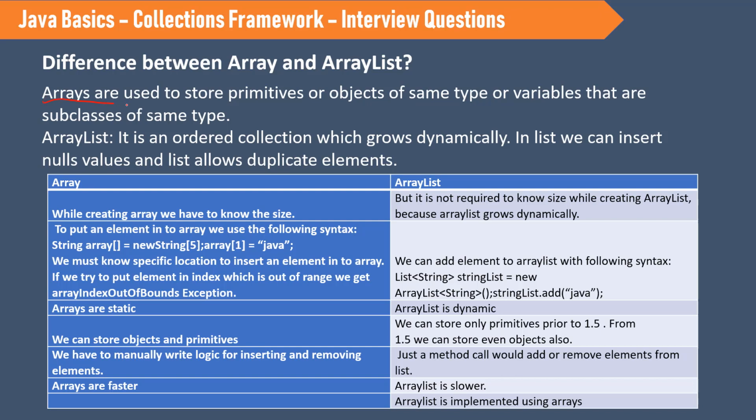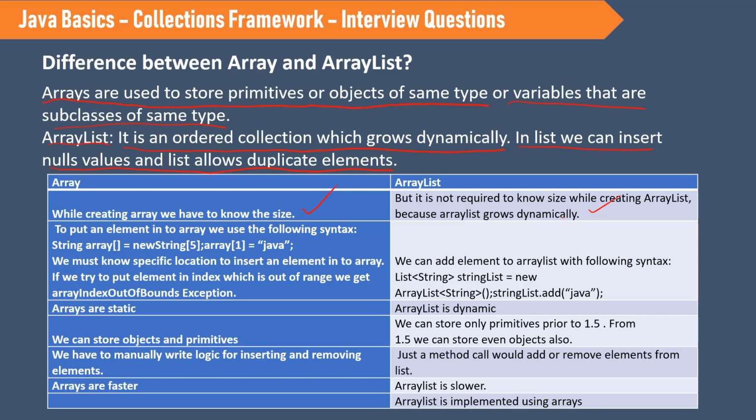So arrays are used to store primitive types or objects of the same type or variables that are subclasses of the same. Array list is an unordered collection which grows dynamically. That means it is not of fixed length. In a list, we can insert null values, and a list allows duplicate elements. So the main differences are, while creating an array, we have to mention the size. That means while instantiating an array, we have to specify the size for the array. But with array list, we don't need to specify the size, and the array list grows dynamically.